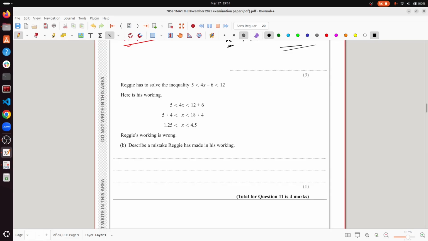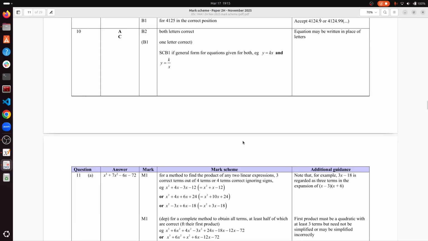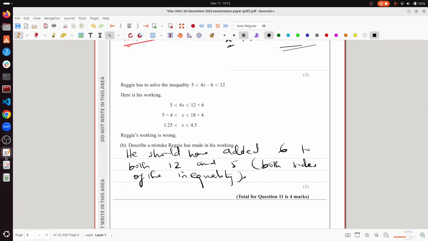Describe a mistake Reggie has made in his working. He should have added 6 to both 12 and 5, or both sides of the inequality. Whatever describes that, we'll get that mark. He should have added 6 to 5 and 12, or he only added 6 to 12. So on questions like this, you should always describe what they've done wrong and what they should have done. Those are the strategies you should use.